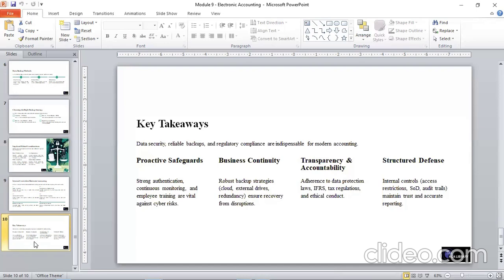We've also seen adherence to data protection laws, IFRS, tax regulations, and ethical conduct. And we've looked into internal control, which talks about access restriction, SOD, audit trails, and more in order to maintain trust and accurate reporting. And these are the things we've looked into.